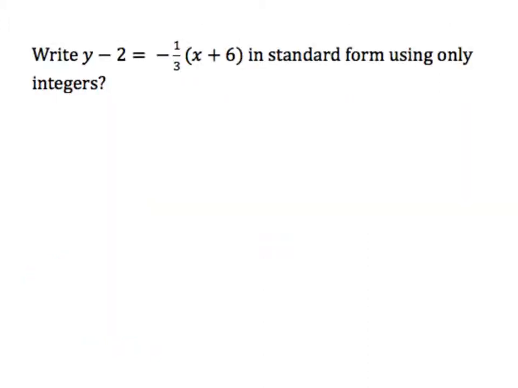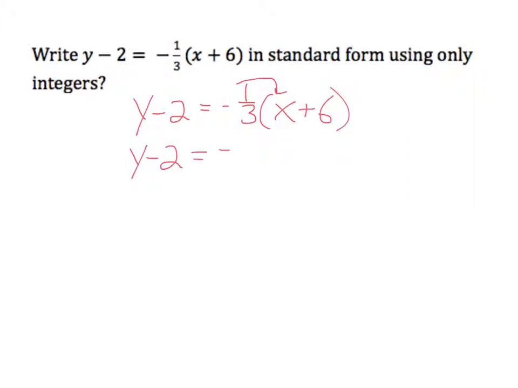So this one is in point-slope form. So we have y minus 2 equals negative 1/3 times (x plus 6). Alright, if you have parentheses, the first thing you should probably do is distribute. So I'm going to keep this y minus 2, and I'm going to take negative 1/3 times x, which is negative 1/3 x, and then negative 1/3 times 6. Now multiplying by 1/3 is the same as dividing by 3. So 6 divided by negative 3 would be negative 2.